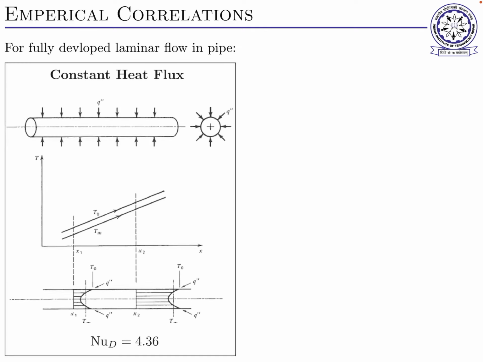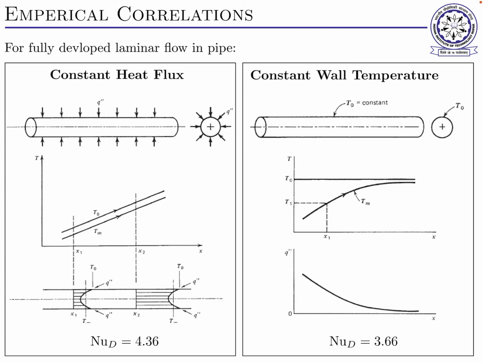And there are two cases: the constant heat flux condition, where the Nusselt number is 4.36. In this case, the heat flux is constant, and in the other case the temperature of the wall is fixed, and there the Nusselt number value is 3.66. The second case is where phase transfer is taking place, because in case of phase transfer the temperature is constant.